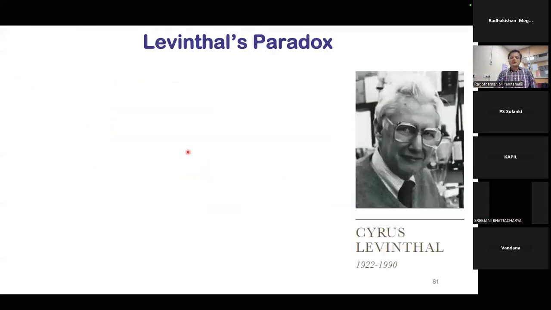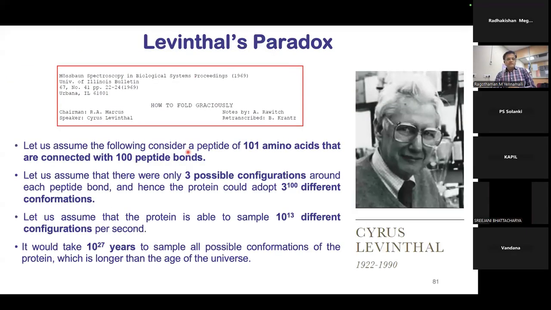Now, you want to find one structure among all these different conformations. Let us say the protein is able to sample 10 to the power of 13 different configurations per second. Among all this, every second, it can sample 10 to the power 13.